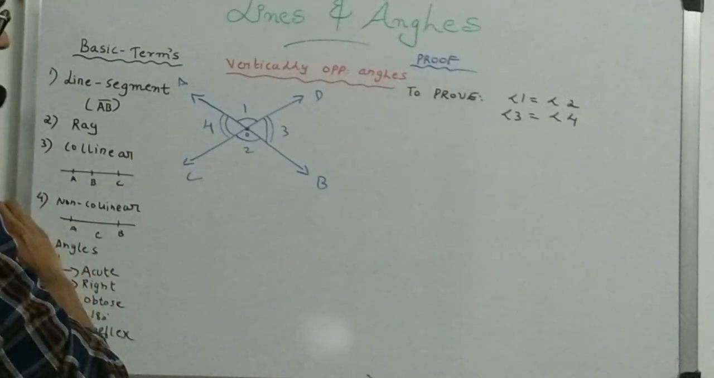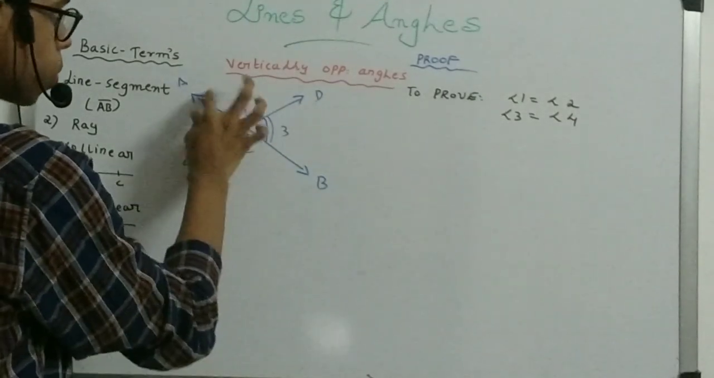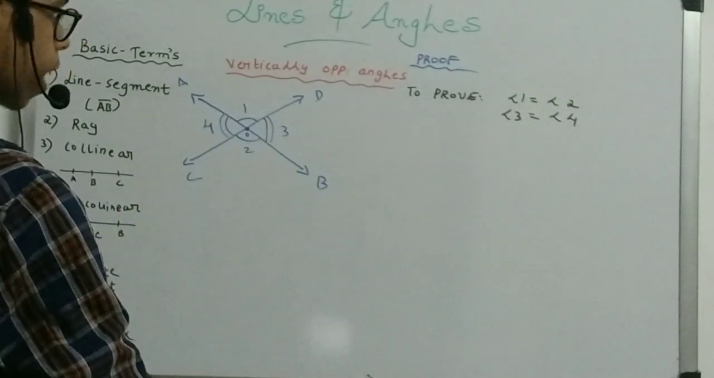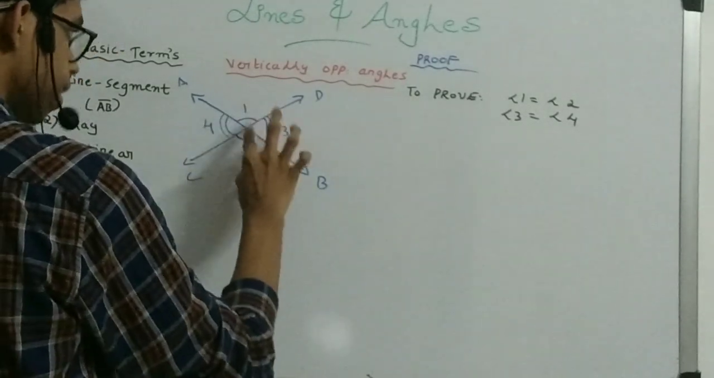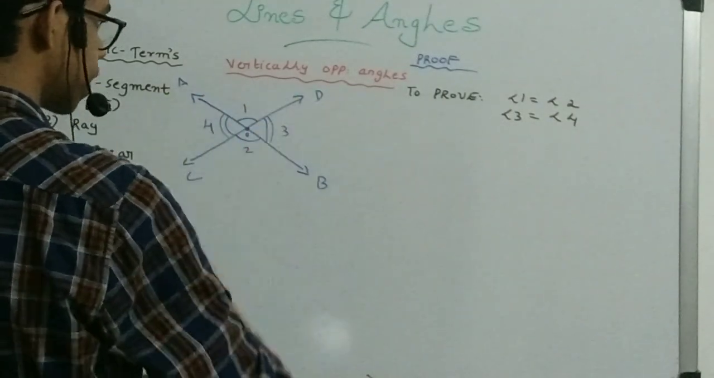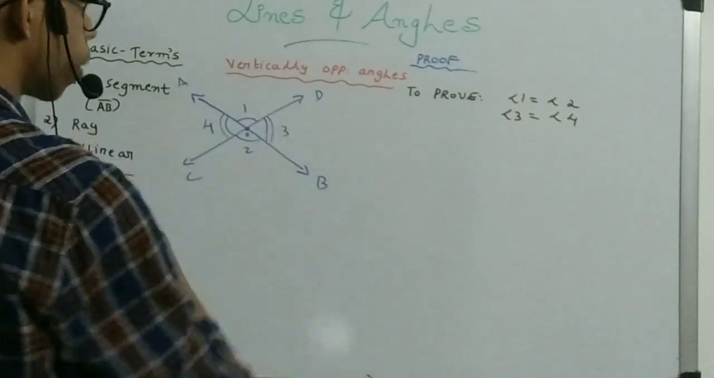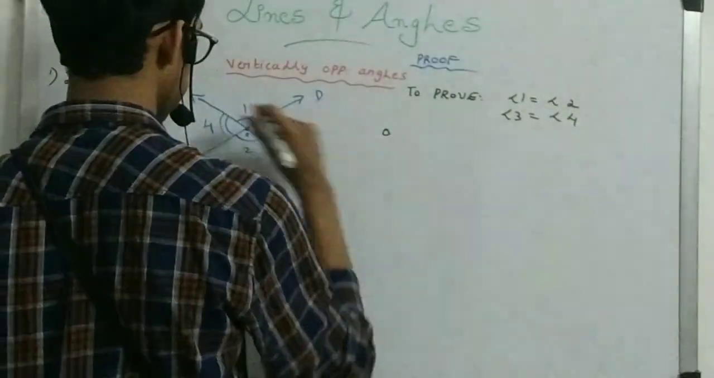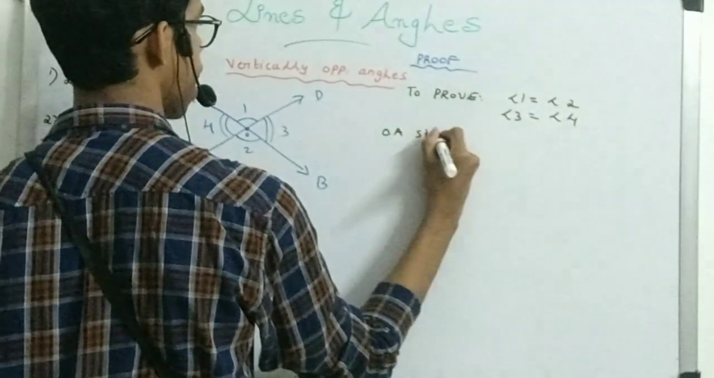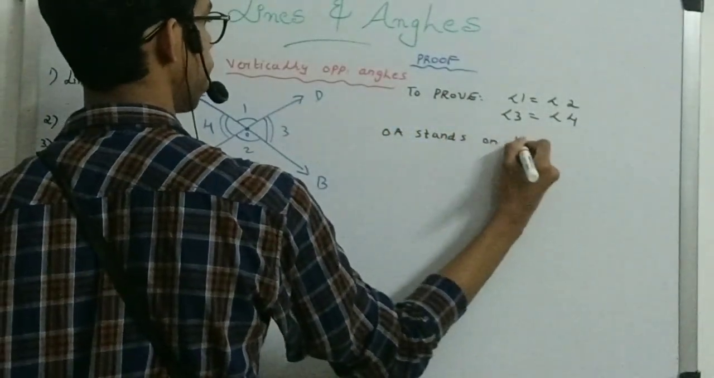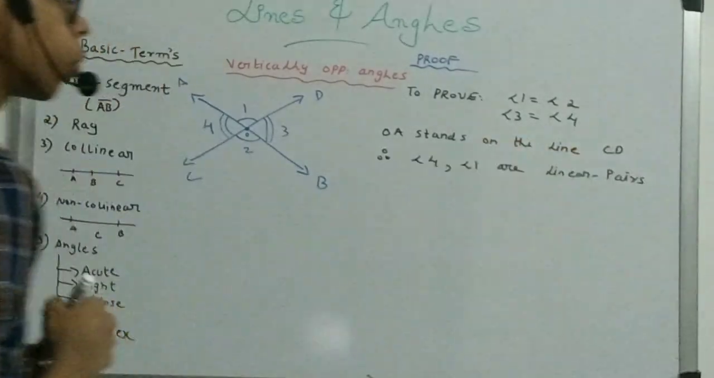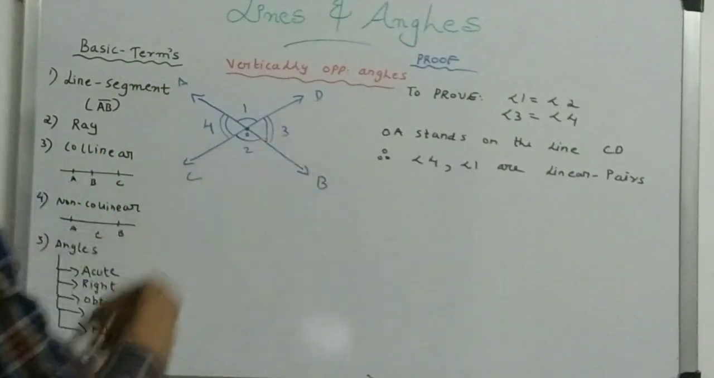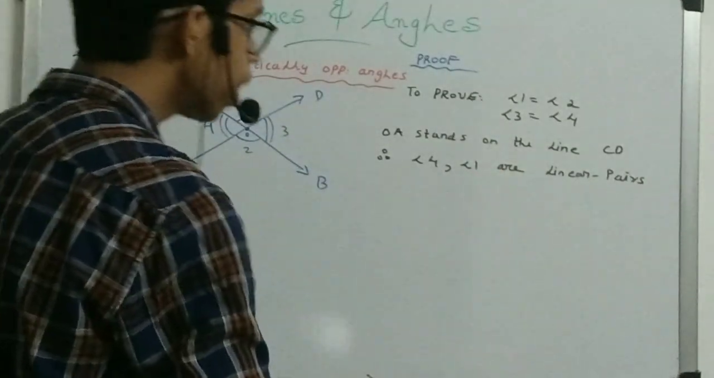Now here if you see, this ray OA lies on this line CB. What does that mean? We can say that since this ray OA stands on this line CB, this angle 4 and this angle 1 form a linear pair of angles. So you can write: the ray OA stands on the line CB, so angle 4 and angle 1 are a linear pair.